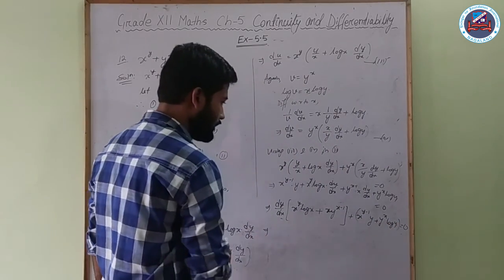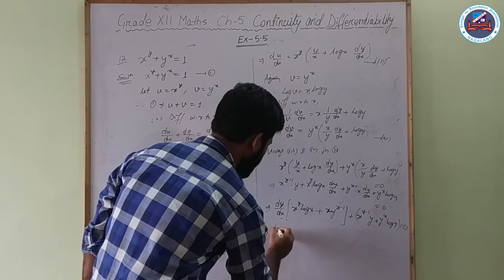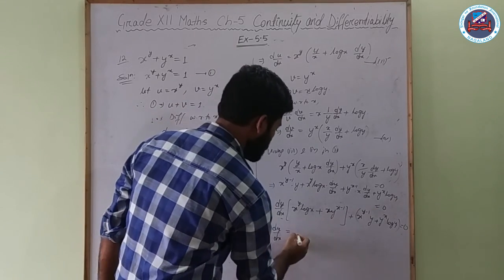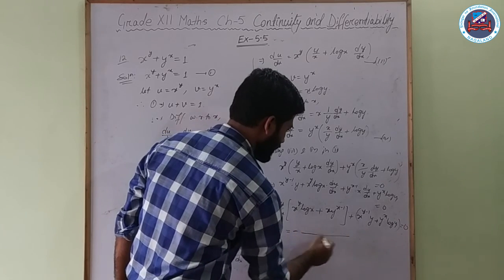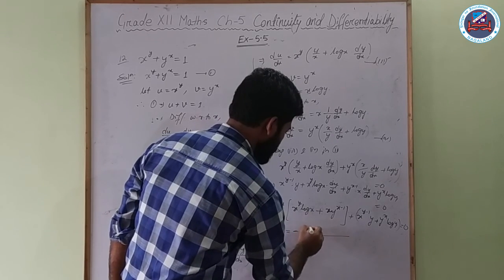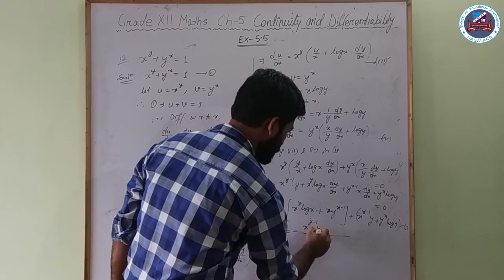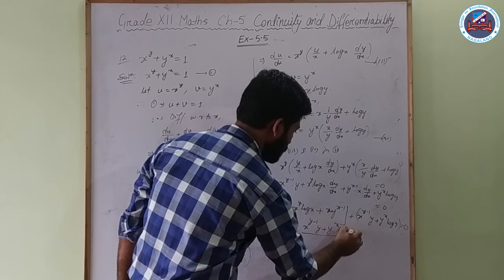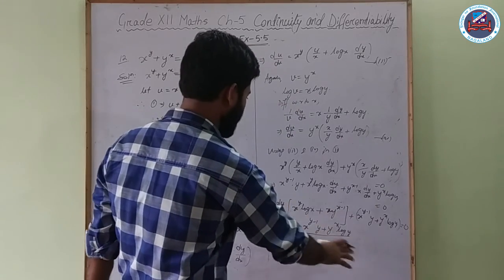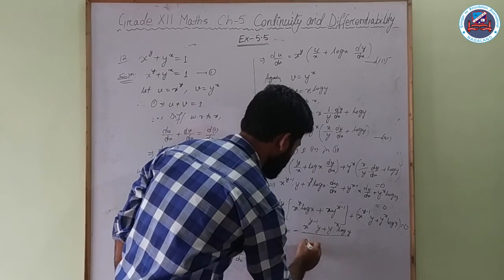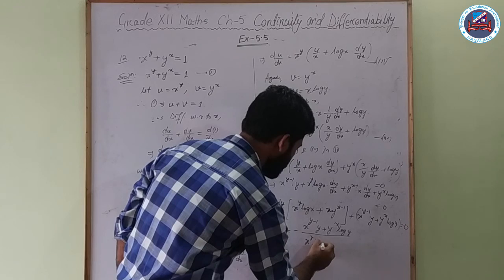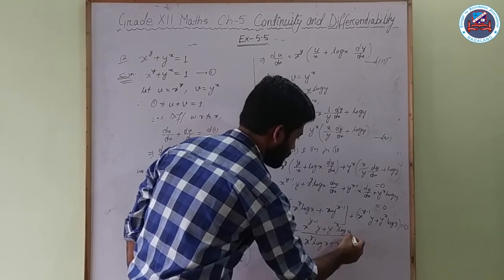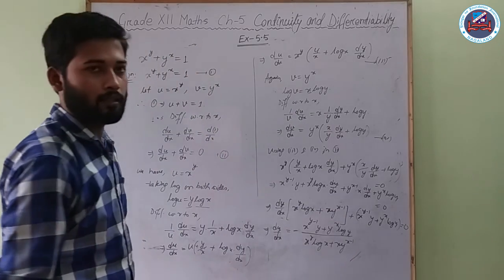Now this will imply dy by dx will be equal to, if that goes in the left hand side, so we shall have a minus here, so this will be x to the power y minus 1 into y plus y to the power x log of y, and if I divide it with this, so this will be x to the power y log x plus xy to the power y minus 1. So that will be the answer.